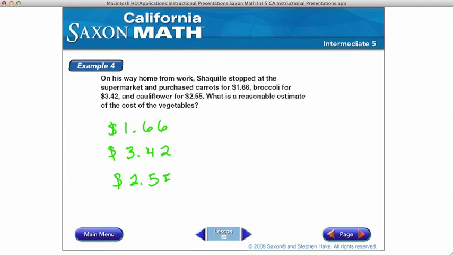Now, I have two options when rounding. Instead of rounding to the nearest dollar, which I could do, but isn't going to give me a hugely accurate estimate, I could round to the nearest tenth, the nearest dimes place, or I could round to the nearest 50 cents. Oftentimes in money, rounding to the nearest 50 cents is a good compatible number to use. So $1.66 is going to round down to $1.50. $3.42 is going to round up to $3.50. And $2.55 will round down to $2.50.